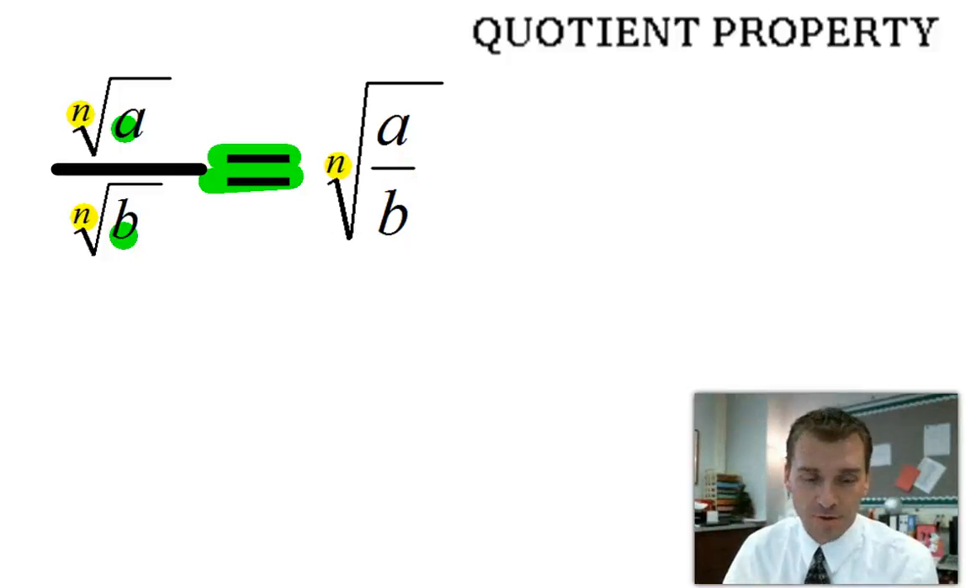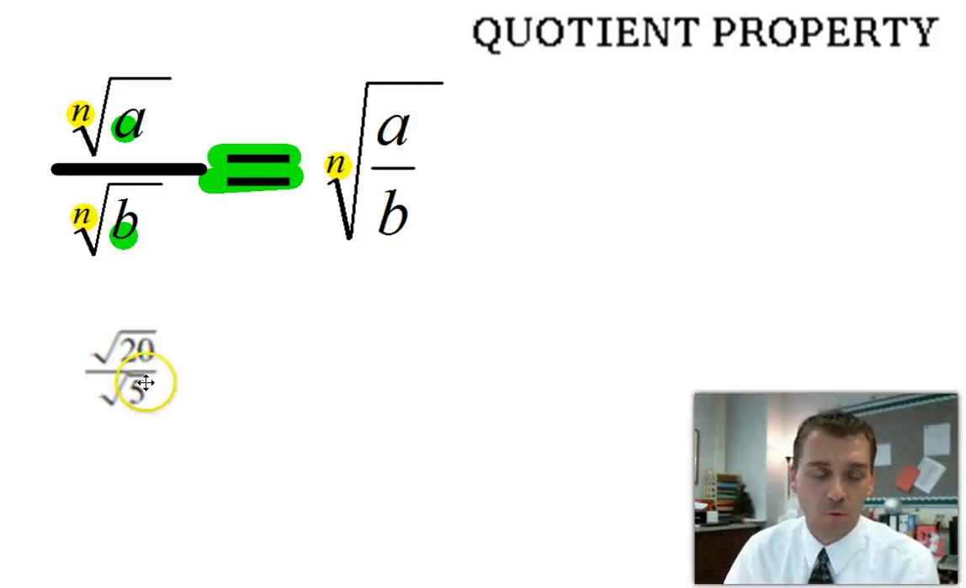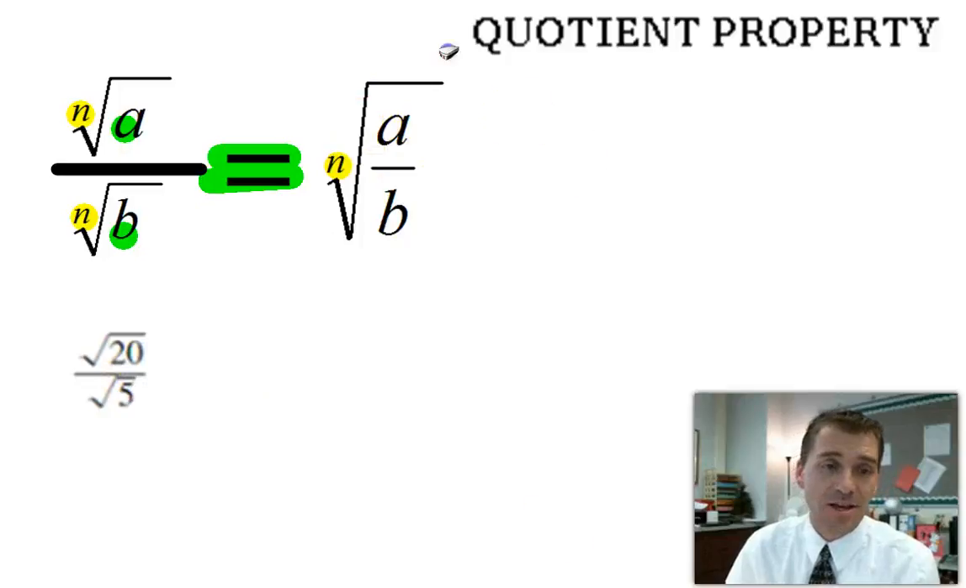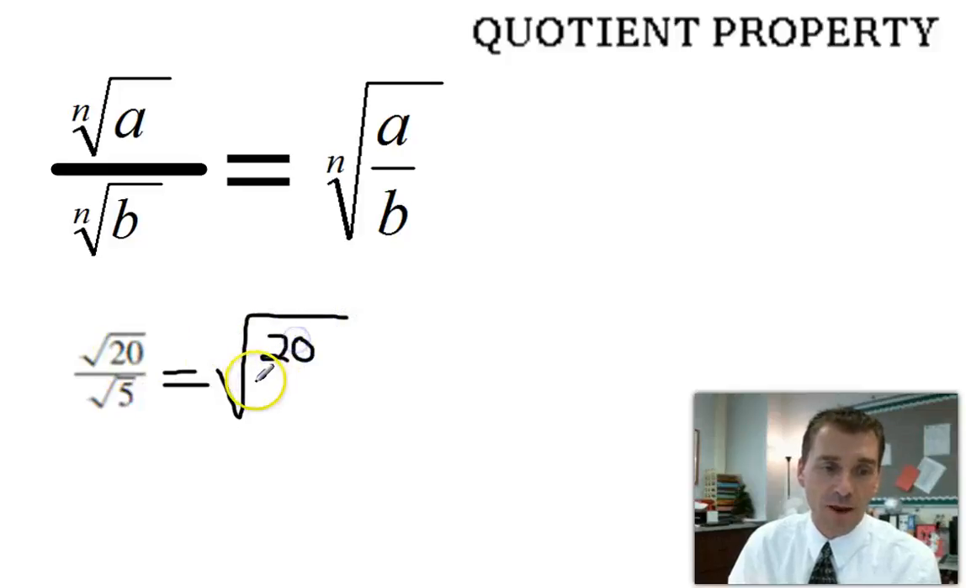So let me show you an example or two. I'll pull this one up here so you can see it. So let's take this one here. I'll make it a little bigger. So I have the square root of 20 divided by the square root of 5. What is the deal? Well, according to this quotient property, I can rewrite them as the following. Since it's a square root and a square root, they're both the same roots, I can make it a bigger square root, and I can take 20 and put that there as the numerator, and then I can take 5 and put that there as the denominator.